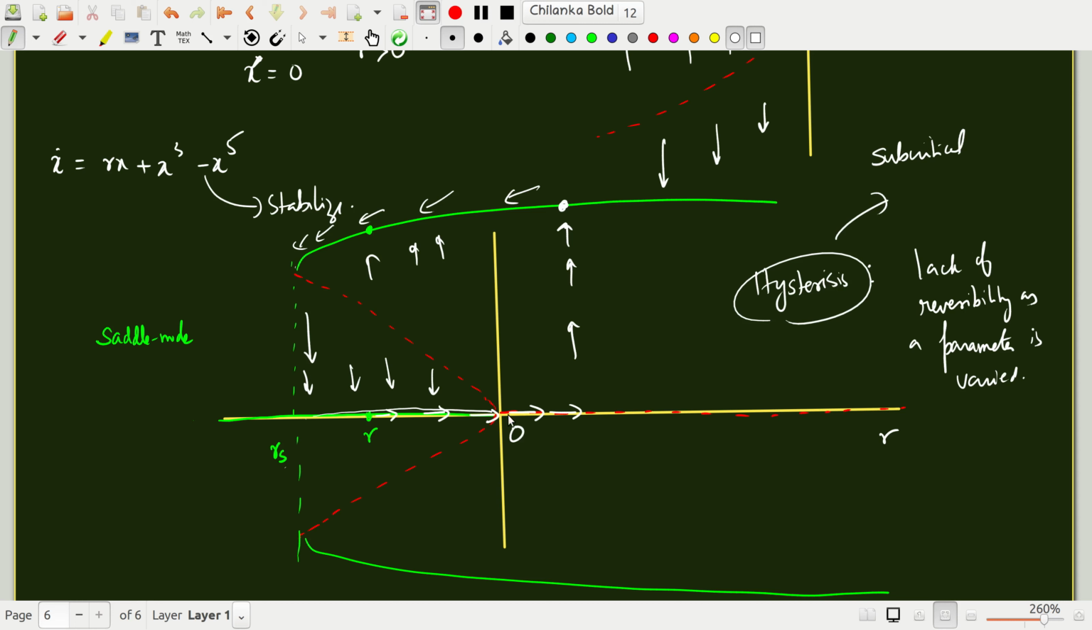Why is it subcritical? Because the critical point for bifurcation is r equal to 0, and all interesting phenomena happen for r less than 0, which is why it's called a subcritical bifurcation.